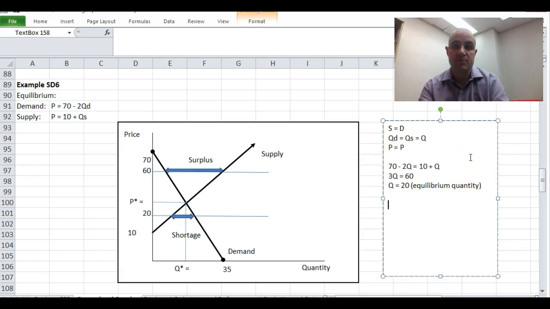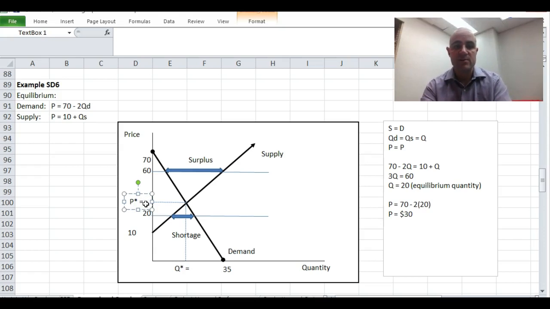So if we plug that quantity into the demand, we have price equals 70 minus 2QD, which is 20. That comes to 70 minus 40, which is 30. And if you plug that into the supply equation as well, you can see that the price is 10 plus Q, which is 20, 10 plus 20 is 30. So that's what we have. We have an equilibrium quantity of 20 and an equilibrium price of 30.